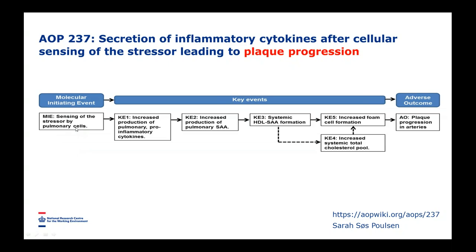This leads to increased production of pro-inflammatory cytokines, which leads to key event two, increased production of acute phase response protein SAA, serum amyloid A. Serum amyloid A then translocates and becomes incorporated into HDL lipoprotein in systemic circulation. And this leads to increased formation of foam cells, which leads to atherosclerosis.